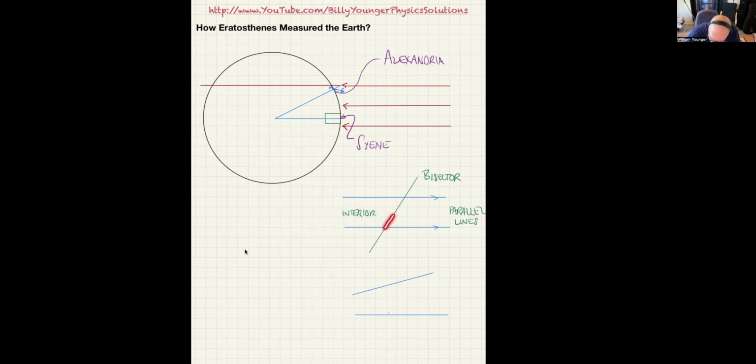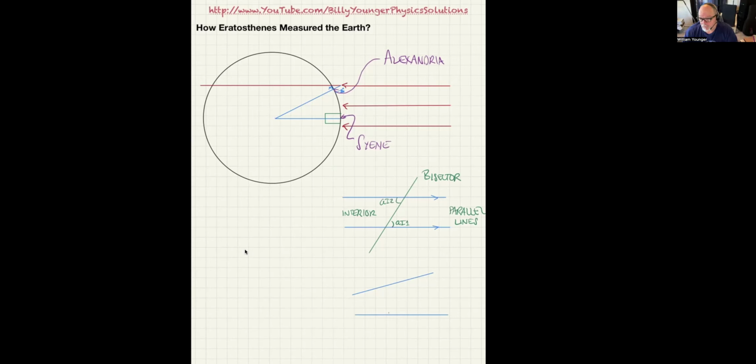So this angle right here is interior and it's on the right side of the bisector. This angle right here is interior and it's on the left-hand side of the bisector. So it's on alternate sides of the bisector and they're both interior, so they're alternate interior angles. I'm going to call this AI1, alternate interior angle 1, and this is AI2. Those two angles are equal.